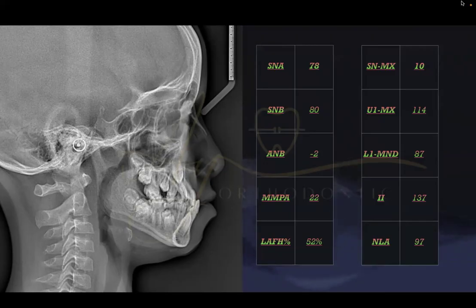What is the CVM of the patient? CVM shows CVM 1, CVM 2, 1 or 2. CVM 2. Okay, CVM 2. Okay. And how much growth remaining in this area?